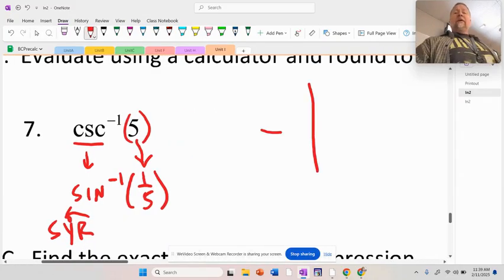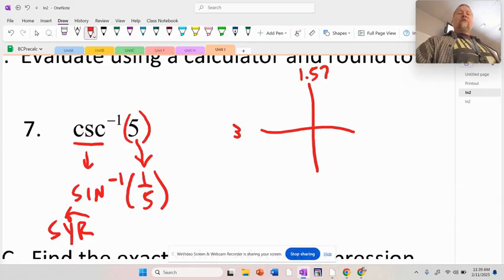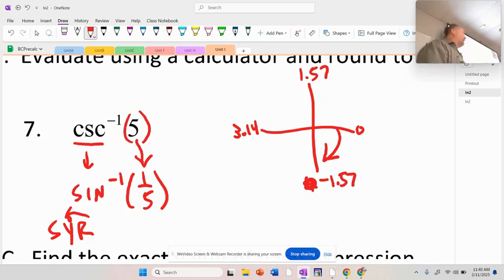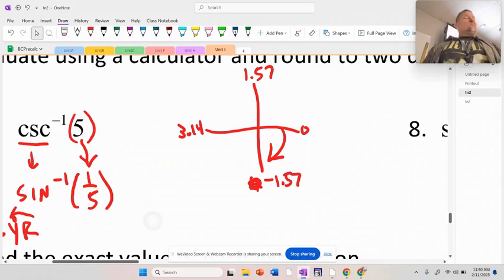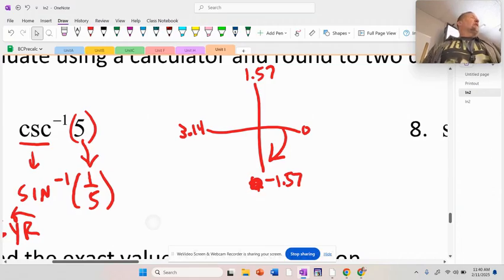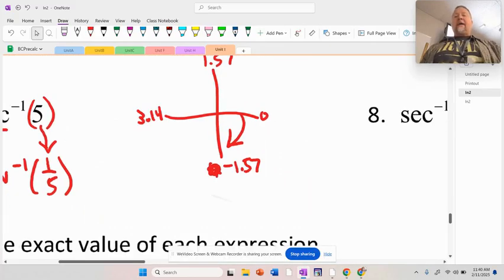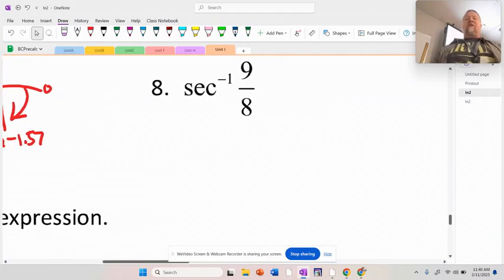Remember, one more time. This is 1.57. This is 3.1. Remember, we called this negative 1.57 instead because the calculator will spit out an answer this way, right? Okay, so we expect an answer between 0 and 1.57. What'd you guys get? 0.20. Makes sense because it's a smaller number. It's closer to 0, so it's a smaller angle measure. You're closer to the x-axis.